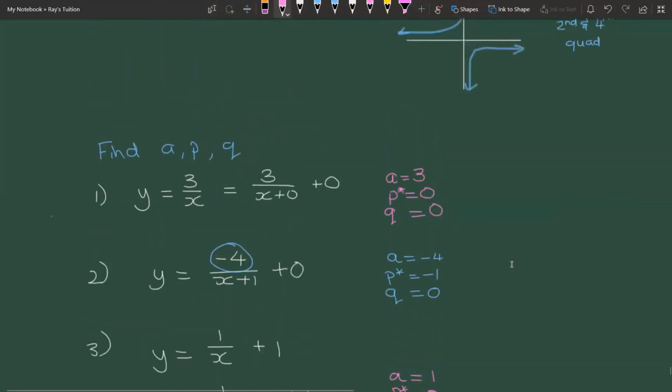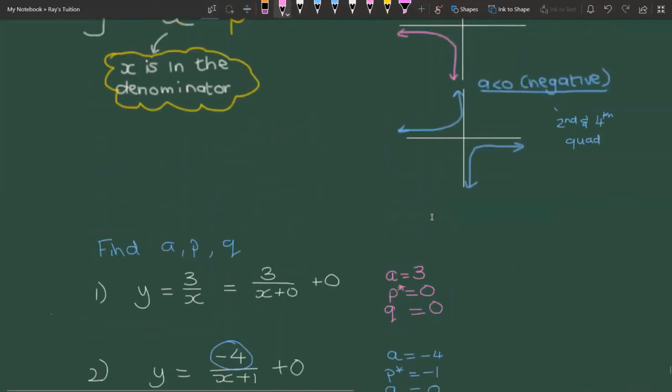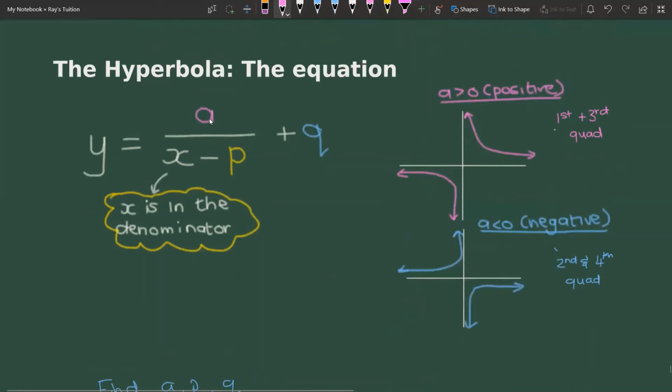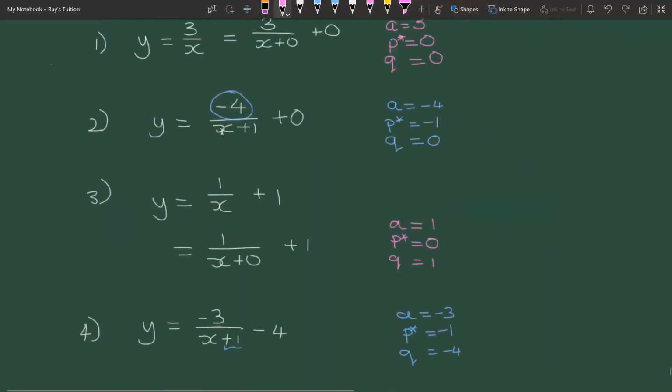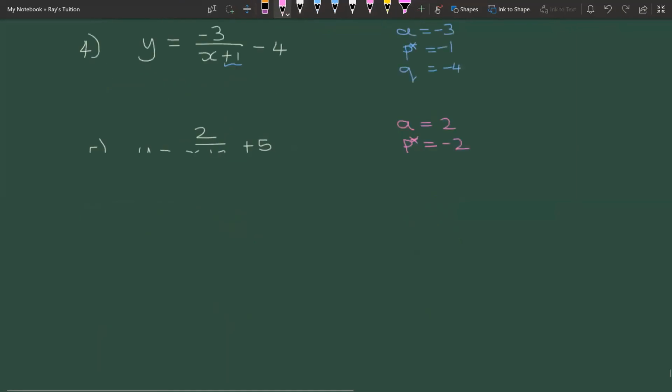Now, I just want to point out why we are using p star instead of p. It's because of the negative in the equation. So what value would need to go in the equation would be the opposite sign. So that's why we're working with p star. Please work through the next few videos on the hyperbola to understand more aspects.